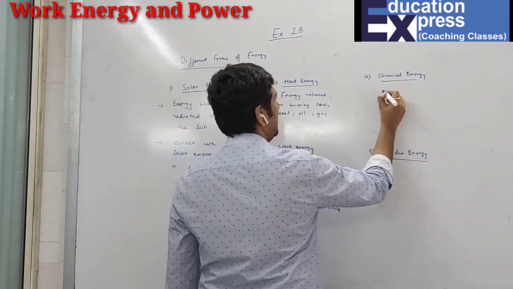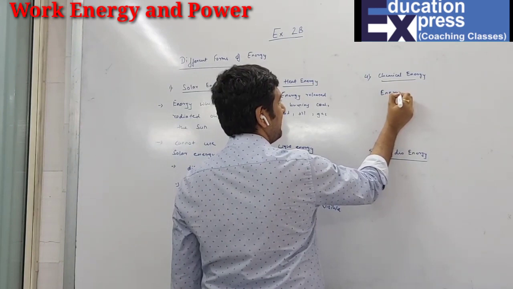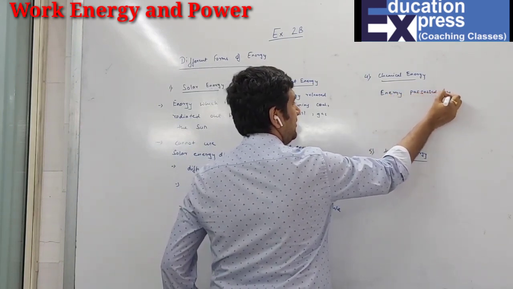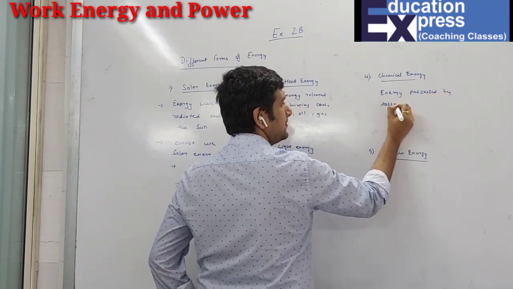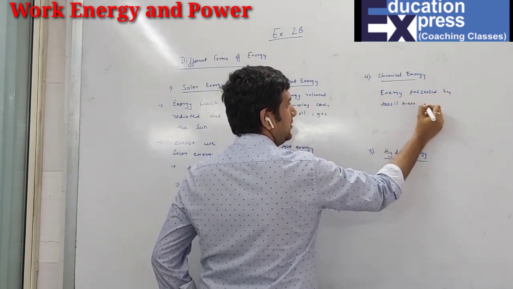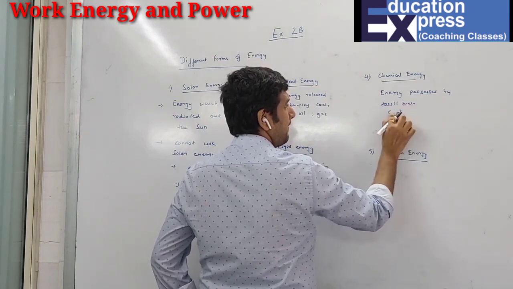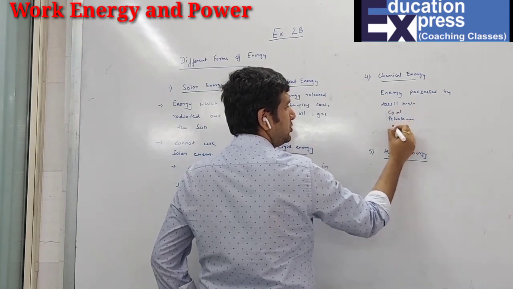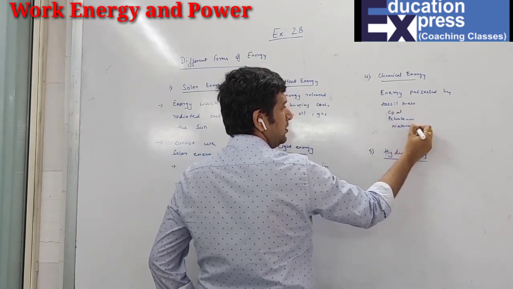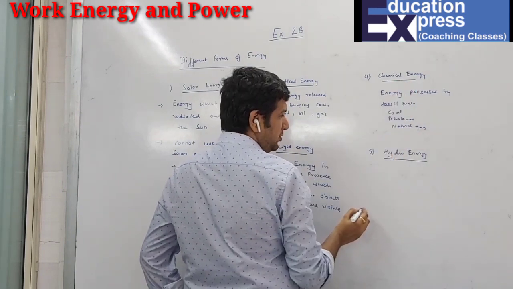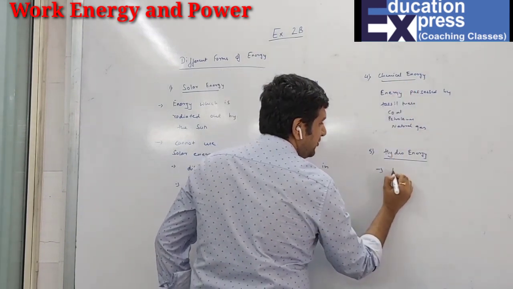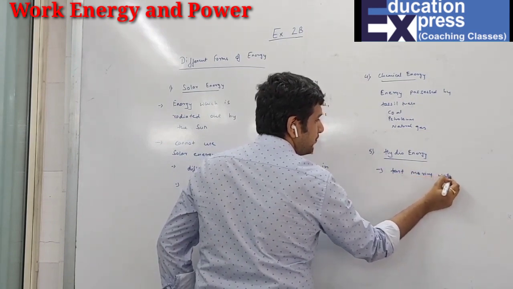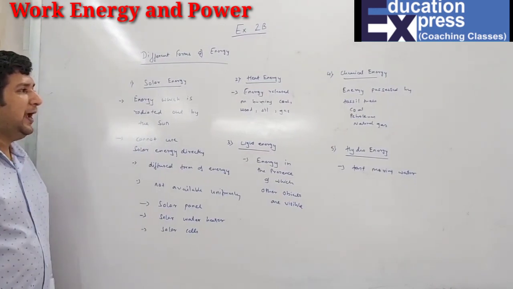What do I mean by chemical energy? The energy possessed by the fossil fuels like coal, petroleum, natural gas, etc. is said to be your chemical energy. And the energy possessed by the fast moving water is said to be your hydro energy.